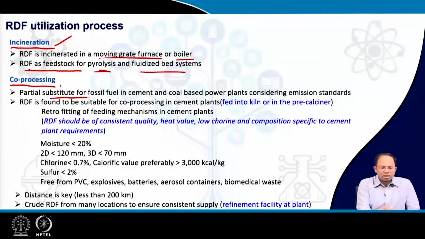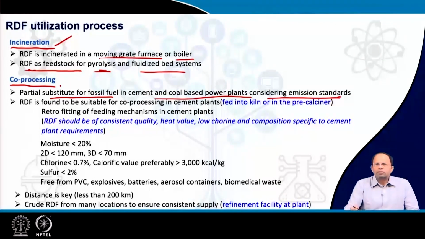So it's a partial substitute for fossil fuel in cement and coal-based power plants, considering emission standards. Of course, we have to be careful that whatever emission comes out of burning RDF should also adhere to the existing emission standards. And RDF is found to be suitable for co-processing in cement plants particularly, because the cement furnace design is such that even though the waste is not of uniform quality, usually it doesn't create too much of a problem. So that's why, out of all the different options of using RDF, using it for co-processing in cement plants is the best possible option.